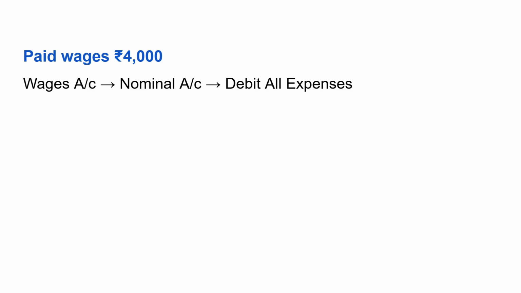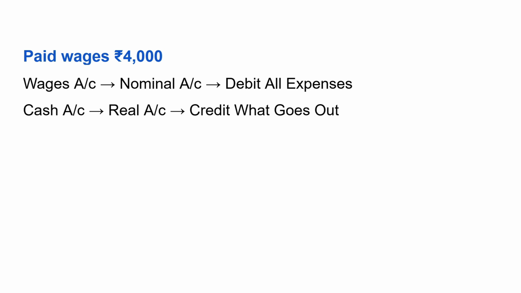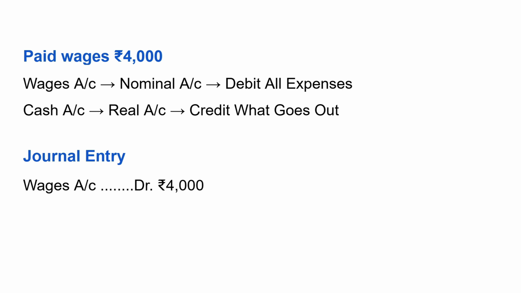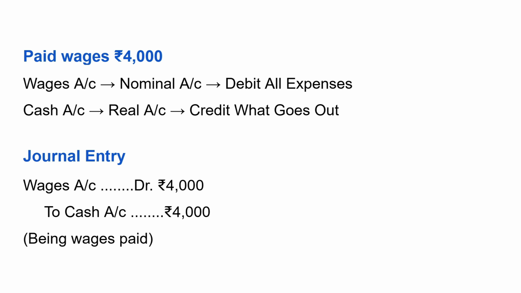Paid wages 4,000 rupees. Here the two accounts affected are wages account and cash account. Wages account is a nominal account because it is an expense, and the rule for expenses is debit all expenses. Cash account is a real account and cash goes out of the business, so credit what goes out. And the journal entry is wages account debit 4,000 to cash account 4,000 rupees, and the narration is being wages paid.